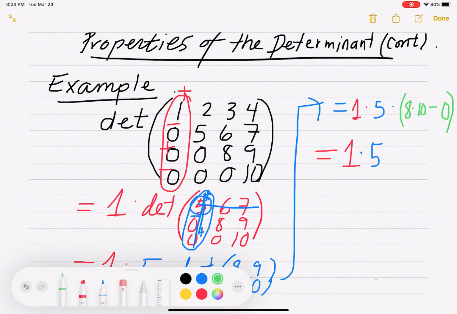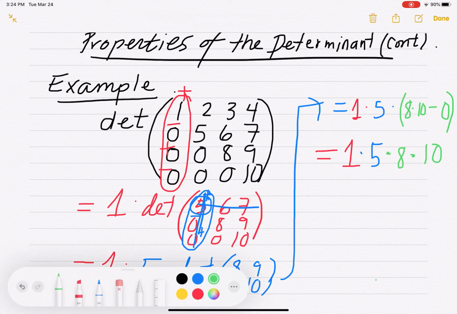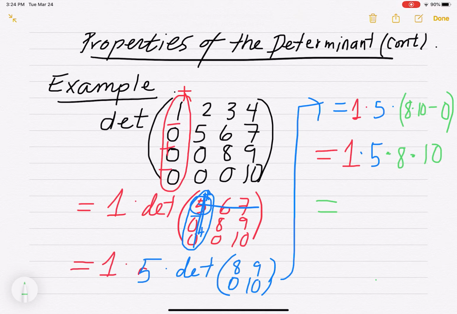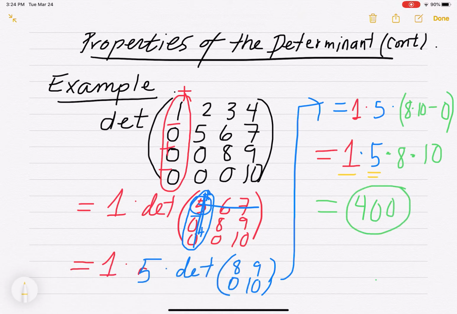times 8 times 10. Now, what do you notice about those numbers? Well, we know, first of all, that the product here is, 1 times 5 is 5, times 8 is 40, times 10 is 400. So we know the answer's 400. But what about those numbers 1, 5, 8, and 10? Well, you notice that those are the numbers on the main diagonal, the descending diagonal. So it turns out that when you have an upper triangular matrix, the determinant is just going to be the product of the descending diagonal entries.